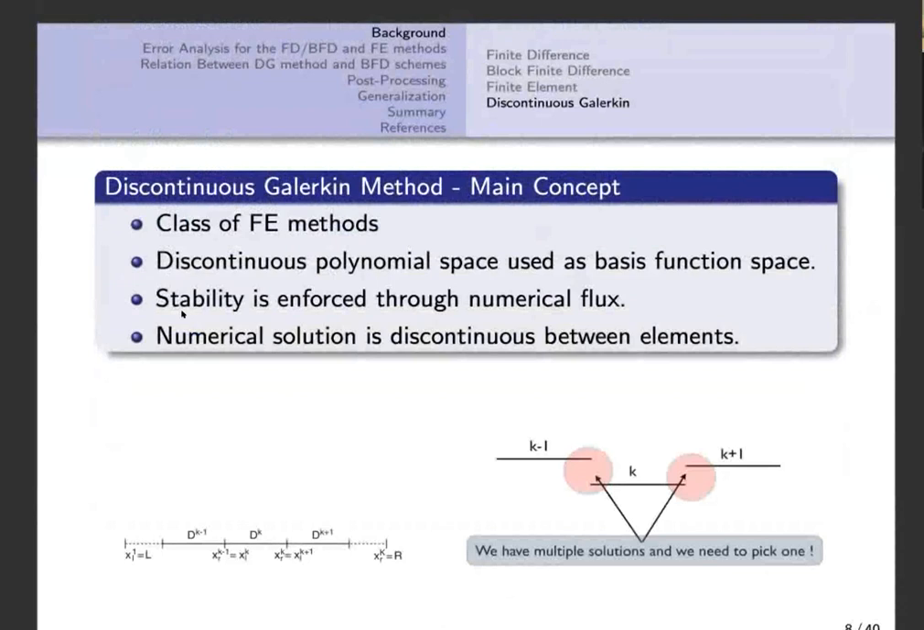So this is a class of finite elements methods, but in that case, we use a discontinuous polynomial space as a basis function space. The stability is enforced through numerical flux, since at the inter-element boundary, we have a lack of consistency between the solution from every side of the boundary. So we use a numerical flux in order to make it consistent. And the numerical solution is discontinuous between elements as a result.